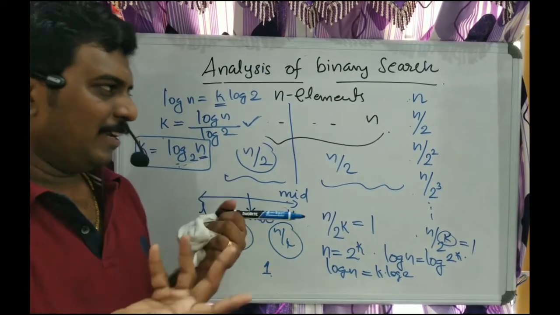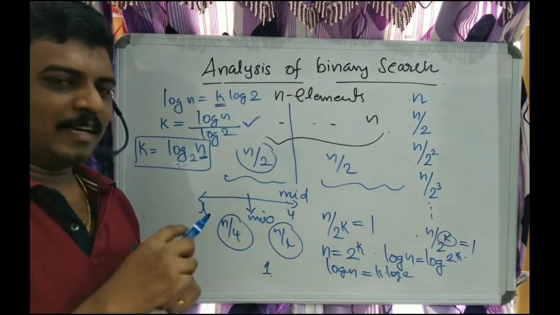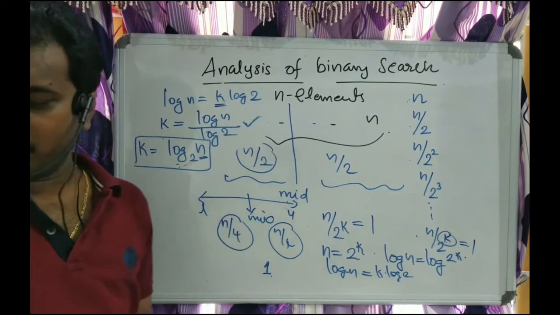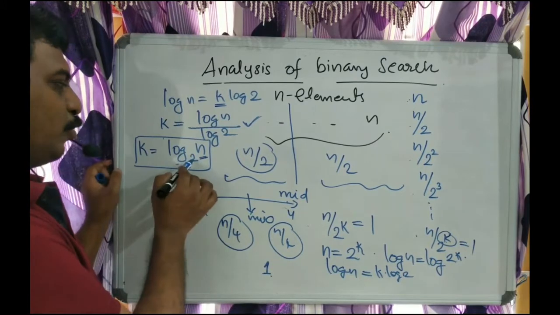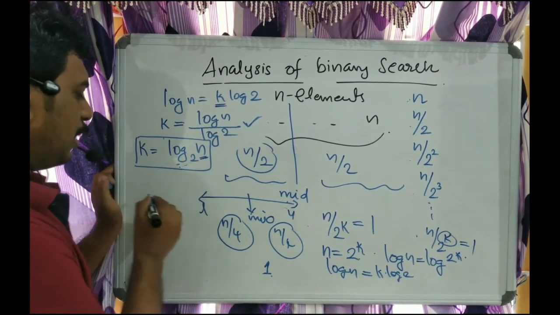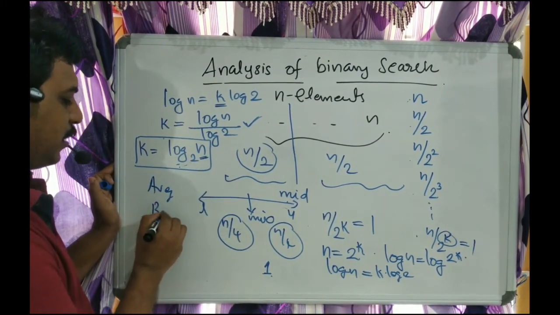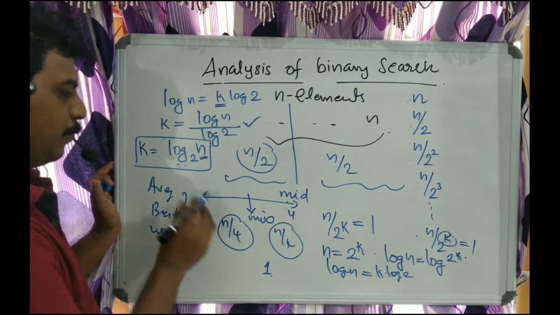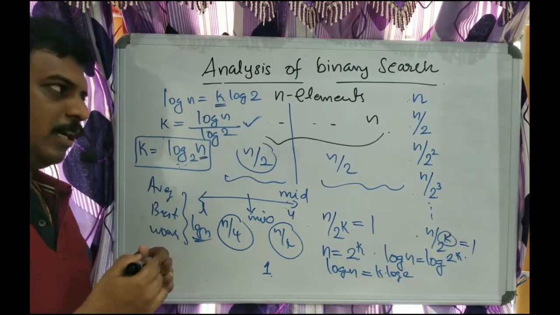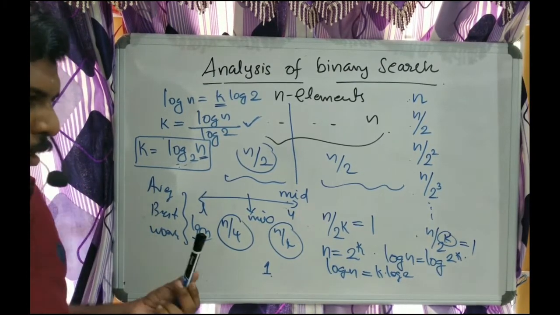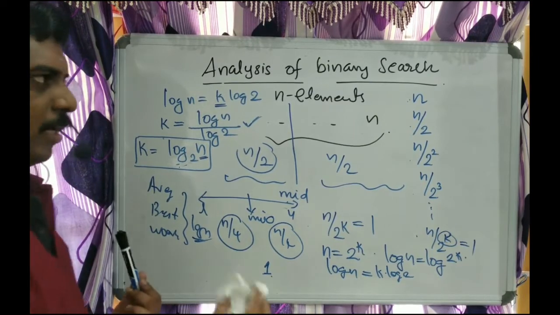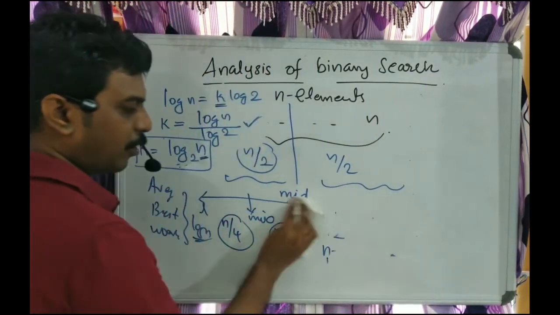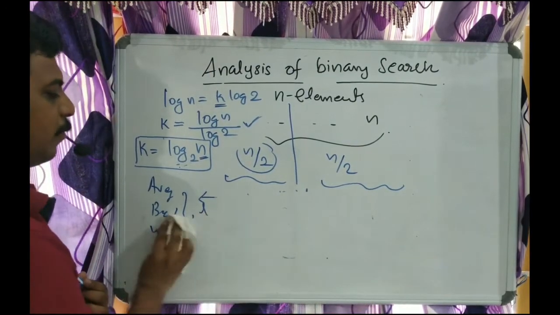Whatever the number of elements, in the average case, best case and worst case, the binary search algorithm will behave in the same manner. The number of comparisons in the average case, best case and worst case will be this log n. In this way you can find the complexity of the binary search algorithm. Or, if you are not following this method, you can form the recurrence equation for binary search, then solve that recurrence equation to get the complexity of the algorithm.